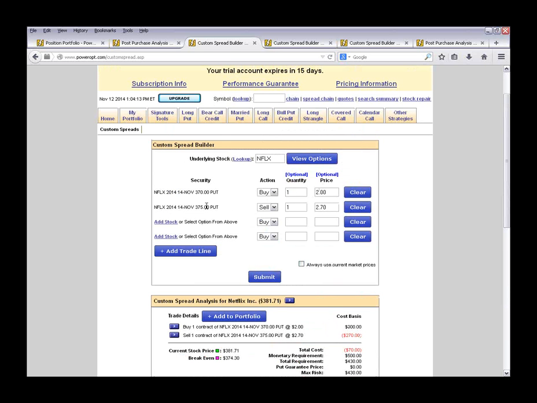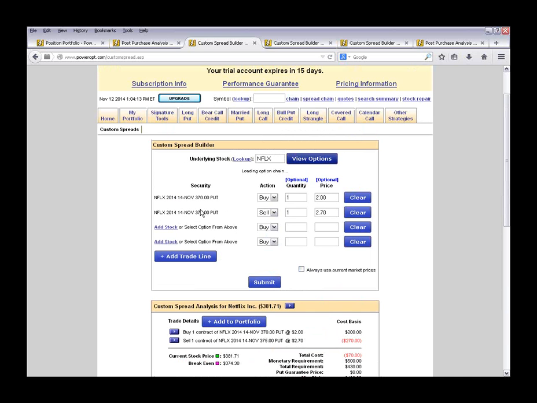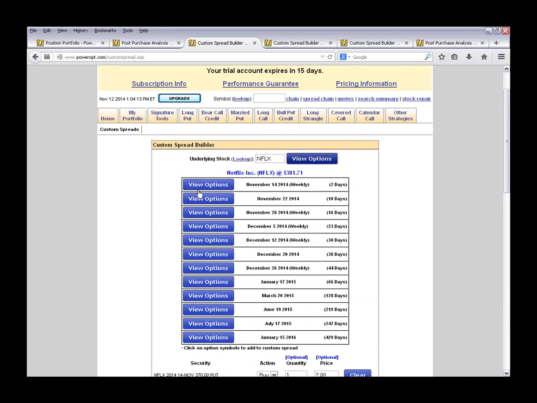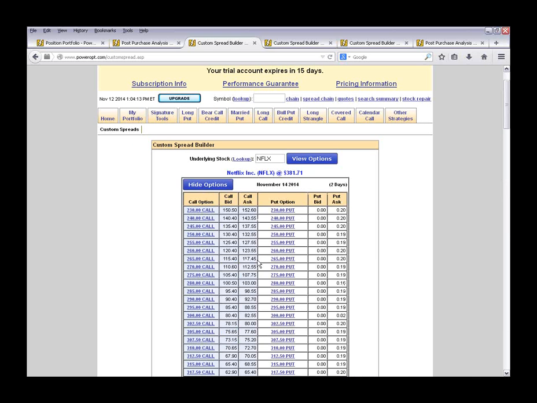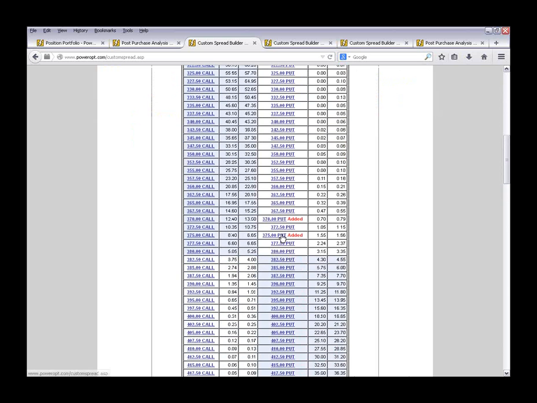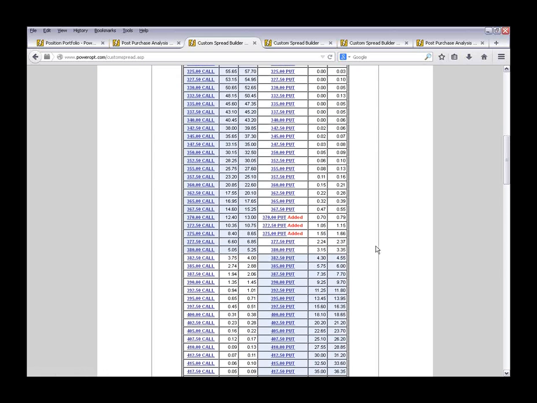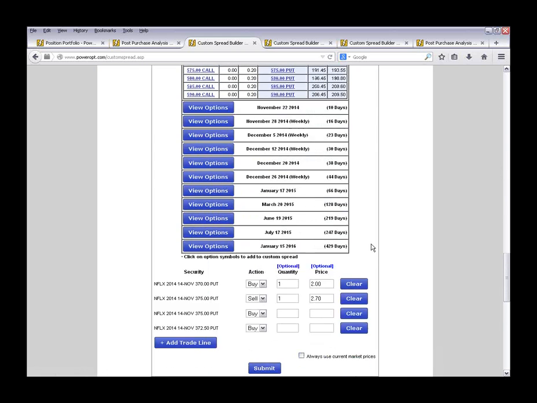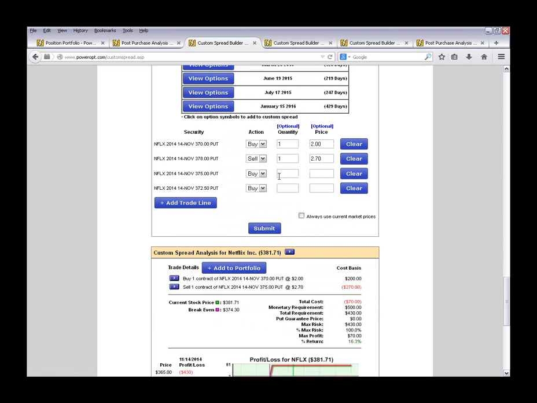Could we buy to close the 375 and maybe roll to a 371? What's available here for our stock? Let's take a look. I thought I saw multiple strikes there. Yeah, we do have the 372.50. How would that look? Well, let's buy to close the 375 and sell to open the 372.50. We're just going to add those two back in. Buy one, we'll just use the natural prices. I'm going to sell to open the 372.50. Okay, so we move down one strike in this case.